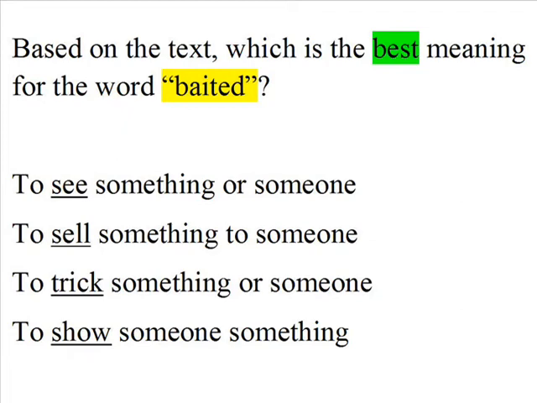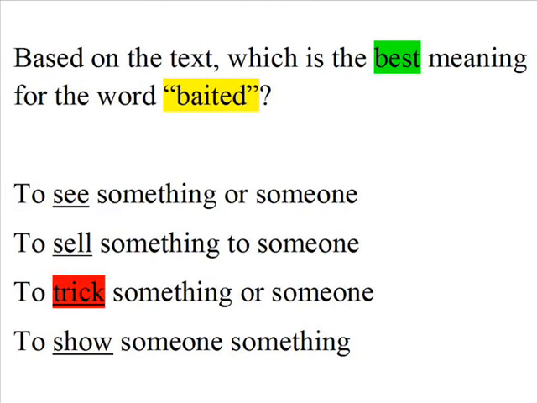For A, I'm underlining see. For B, I'm underlining sell. For C, I'm going to underline trick. D, I'm going to underline show. After using the context clue magician, my answer will be C, because a magician is someone that uses magic to trick someone.